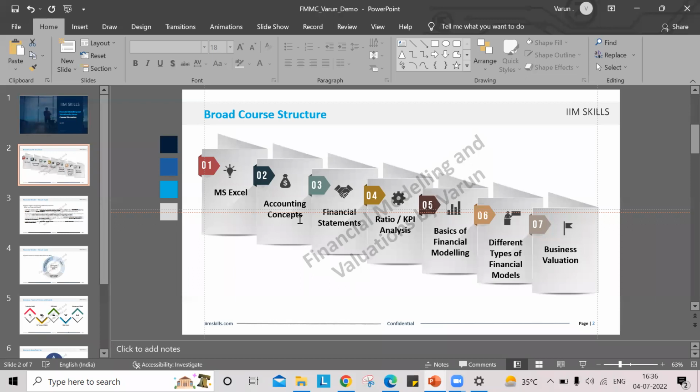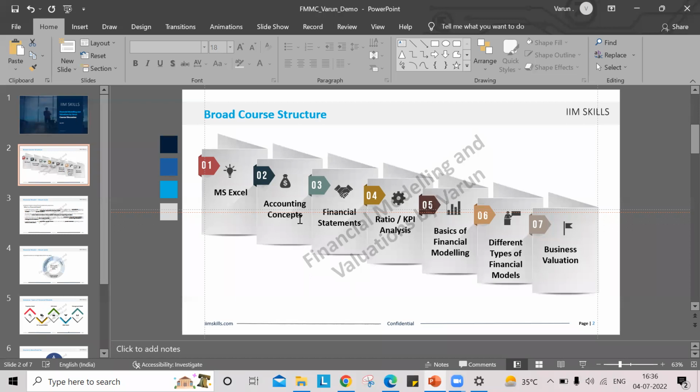Then again, a financial model is nothing without accountancy. So we need to have a good hold on our accountancy concepts and the worldwide accepted standards. We will learn about them in a theoretical as well as a practical manner, and what the tips and tricks would be to remember them and ace our financial modeling skills.